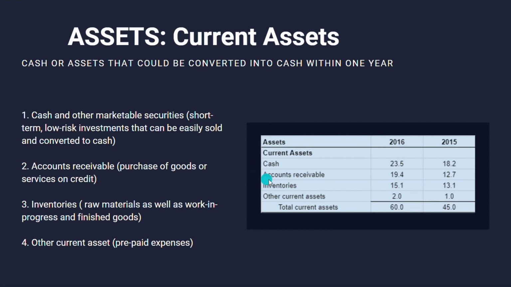Second, accounts receivable, which are amounts owed to the firm by customers who have purchased goods or services on credit. Third, inventories, which are composed of raw materials as well as work in progress and finished goods. Fourth and finally, other current assets, which is a catch-all category that includes items such as prepaid expenses, such as rent or insurance paid in advance.